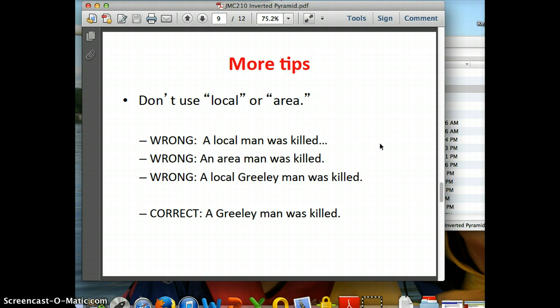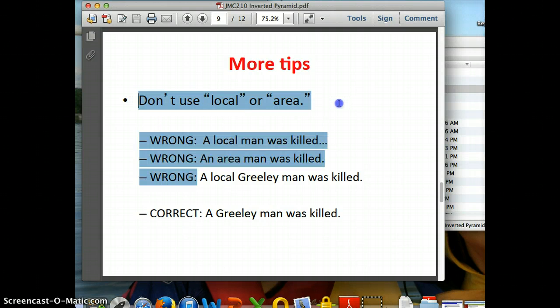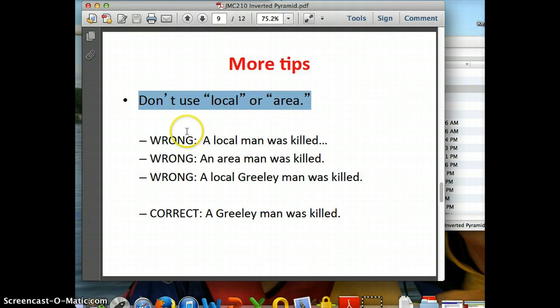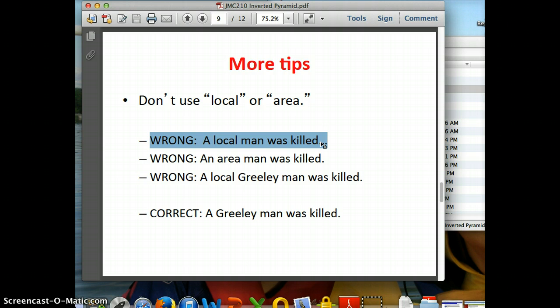Okay, more tips when you're writing stories. Don't use the words local and area. For instance, you wouldn't say a local man was killed, because local is vague. Does local mean he's from Greeley? Does local mean he's from Gilchrist, Eaton? Does local mean he's from LaSalle, or where is he from? Tell me where he's from. Don't be vague.